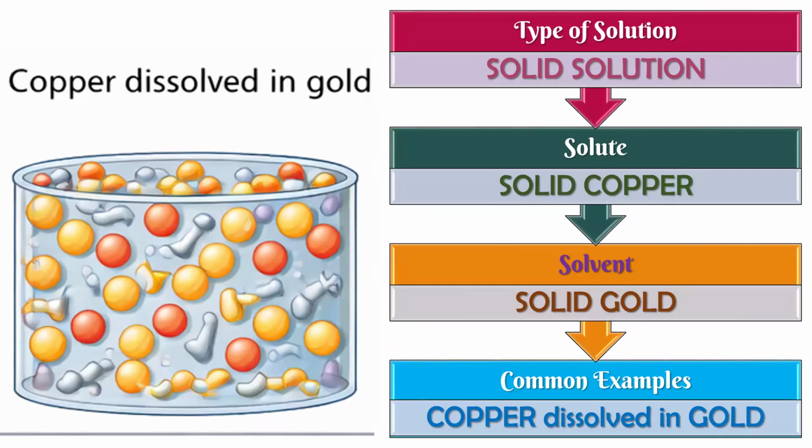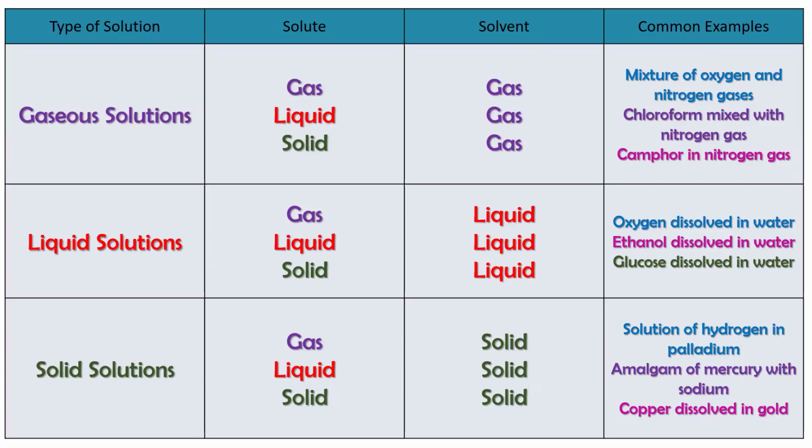Copper dissolved in gold. Copper is a solid, gold is a solid. The solvent is gold, the solute is copper, but still both of them are solid. The solvent here is solid gold, and the solvent is present in the larger amount. So this will be a solid solution.